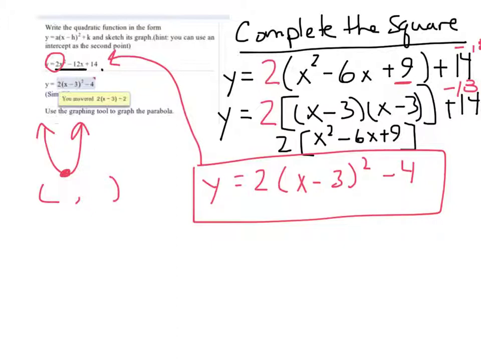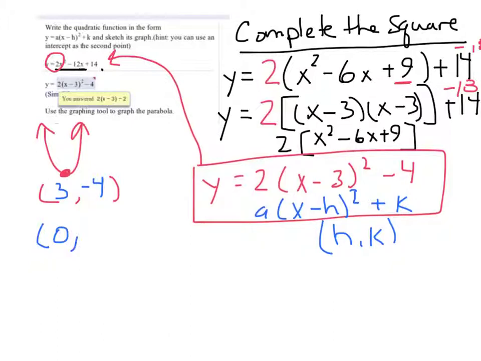Now remember, for this ordered pair, I'm going to have, from my general form, a times x minus h quantity squared plus k. So for my ordered pair, my center is (h, k). So it's going to be the opposite of what appears here, which would be a 3 and negative 4. So when I graph my parabola, I need the point (3, negative 4), and then I need one other point on the graph. So if we plug a 0 in here, I'd get 2 times 0, which is 0, minus 12 times 0, which is 0, plus 14. So (0, 14) would be another point.